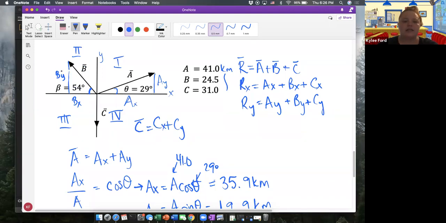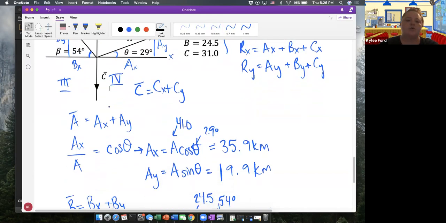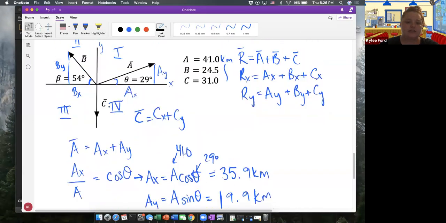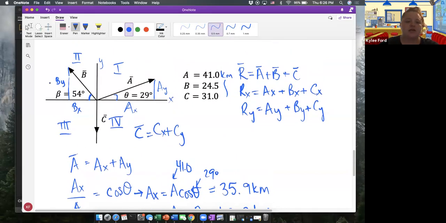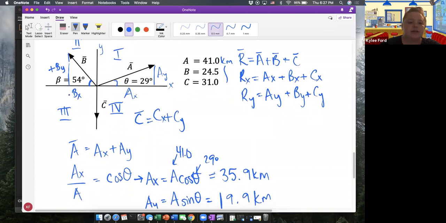Our BY is in the positive y direction, but our BX is in the negative direction, so we will have to manually input that into our answer for BX. BY is positive because everything above the x-axis is positive y. Everything to the left of the y-axis over here is negative x. So we need to input this manually.